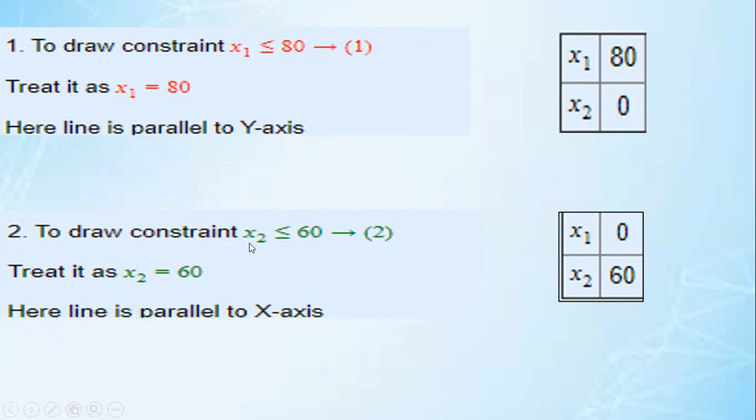The next constraint is x2 lesser than or equal to 60. Convert this inequality into an equation. So this will become x2 is equal to 60. There is no x1 term, so the x1 value is 0. So the coordinates are 0, 60. Plot it along the y-axis and this line will be parallel to the x-axis.